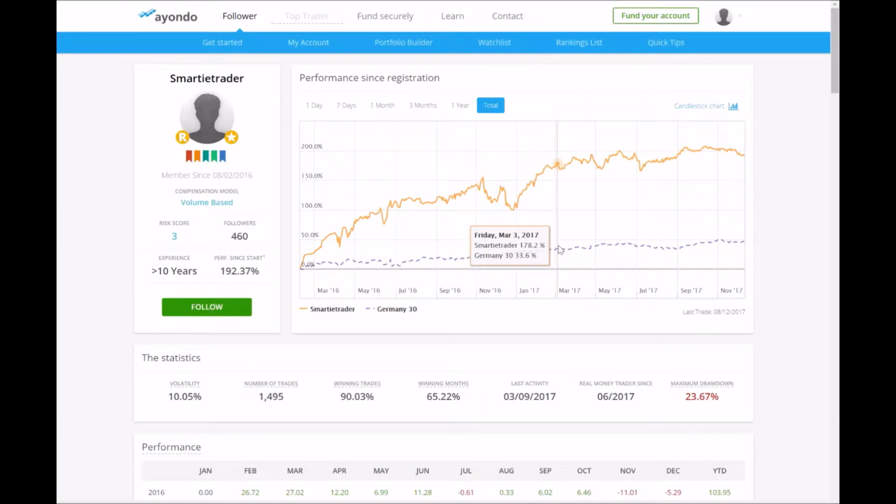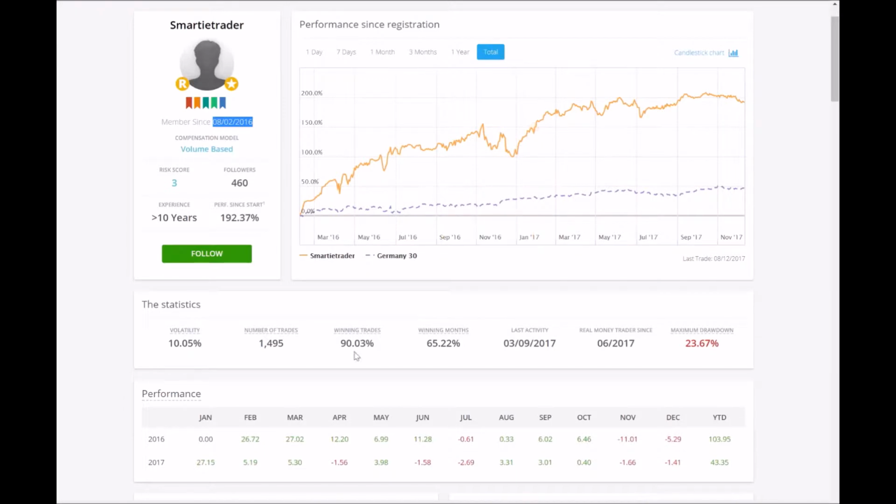So Smarty Trader has been on the platform since, we can see it up here, the 8th of February 2016. Okay, so we've got a track record going back, what's that, 22 months for Smarty Trader. And there's the P&L. If you look down here, volatility 10%, I think that's relatively low. Number of trades done over the period, there we go, 1,500 nearly. Winning trades 90%. That always makes me a bit nervous when someone's got a relatively high percentage of winning trades, because it suggests that maybe they have a problem taking losses. Winning months is a lot more realistic. About 2/3 of months end up being winners.